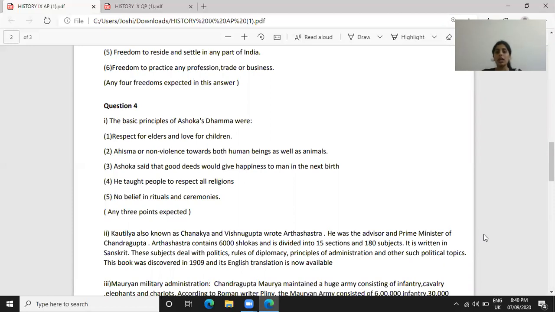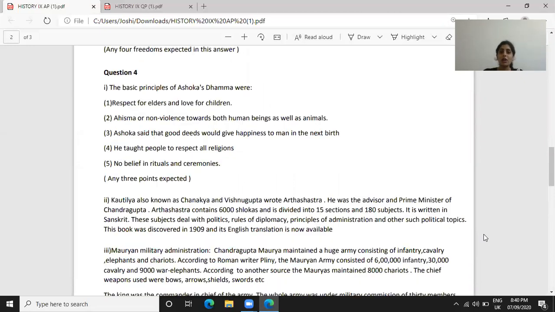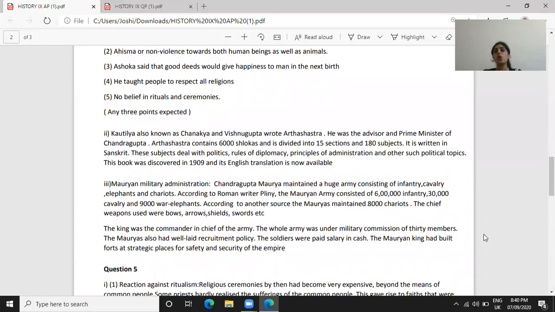Point 4, he taught people to respect all religions. And point 5, no belief in rituals and ceremonies. So these are the 5 basic principles of Ashoka's Dharma. If you have written any 3 correct, give yourself 3 on 3. Now the next question is based on Artha Shastra. So we have to give the detailed answer for Artha Shastra.